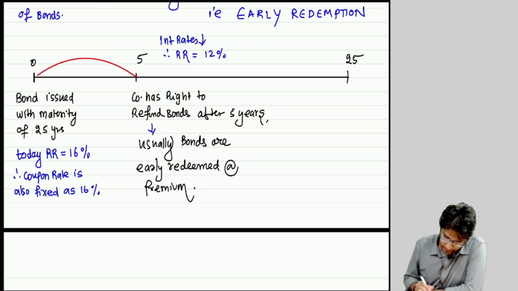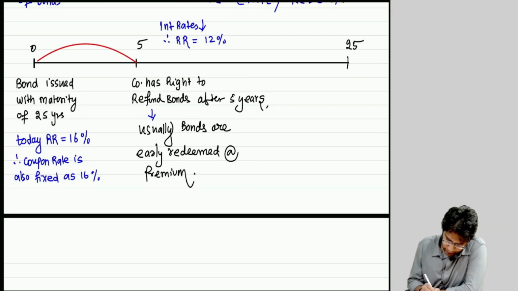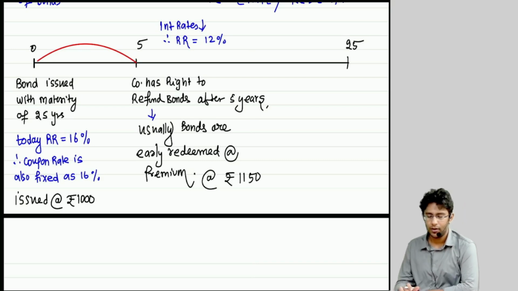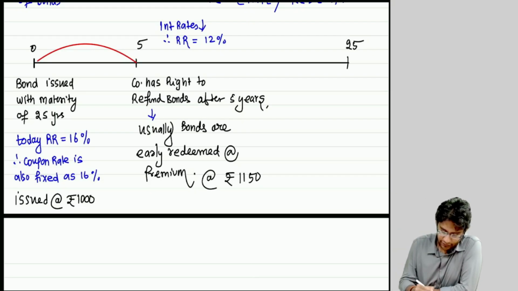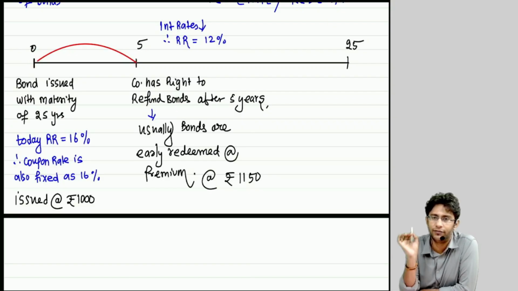Let us say, for example, a bond is originally issued at 1000. Now, let's say it is redeemed at 1150. What is the meaning of the word yield to call? It means from the date of purchase till the date of call, what is the compounded return earned by the investor?